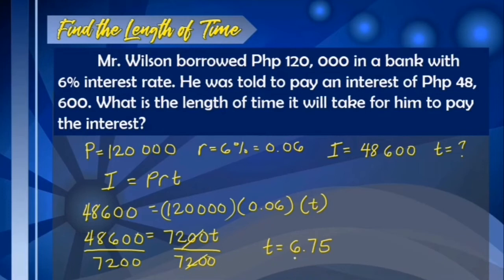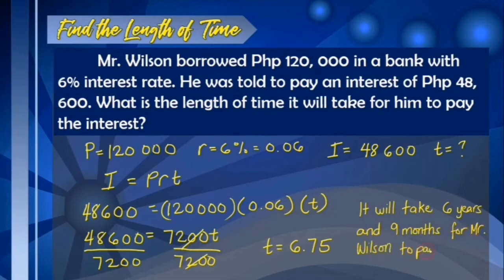6 refers to the number of years and the 0.75 refers to the months. So how do we get the number of months? We have to multiply 0.75 by 12, and the value is 9. Therefore, this means it will take 6 years and 9 months for Mr. Wilson to pay the interest.